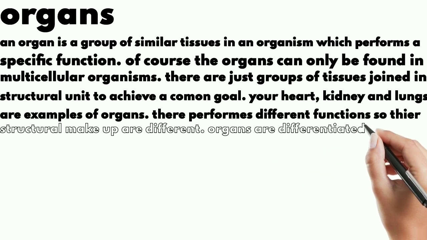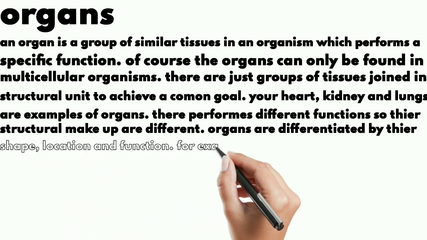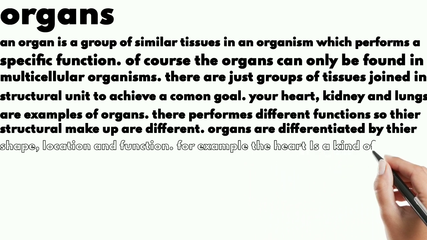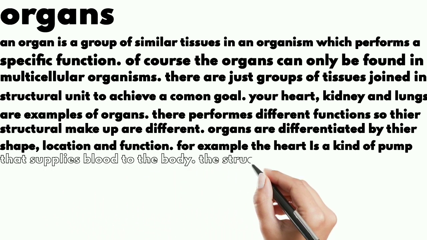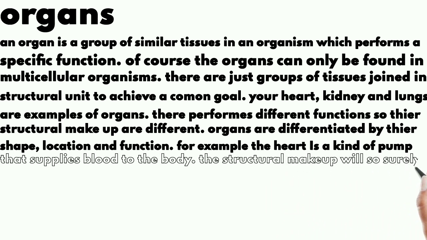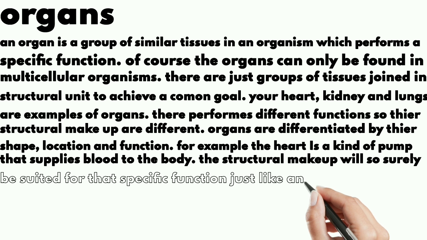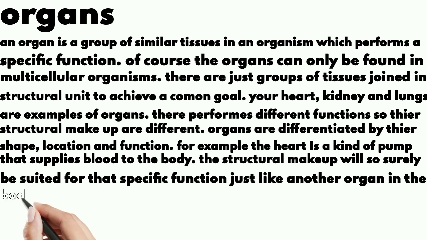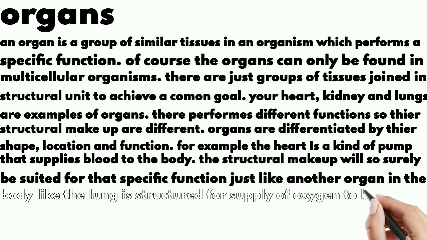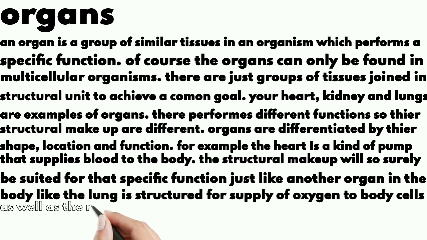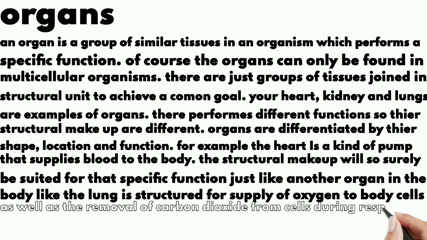Organs are differentiated by their shape, their location, and function. For example, the heart is a pump that supplies blood to the body. The structural makeup will surely be suited for that specific function, just like another organ in the body, like the lung, which is structured for supply of oxygen to the body cells, as well as the removal of carbon dioxide from the cells during respiration.